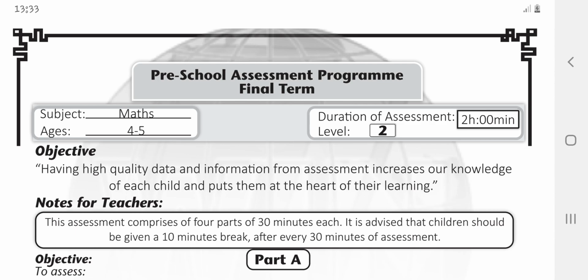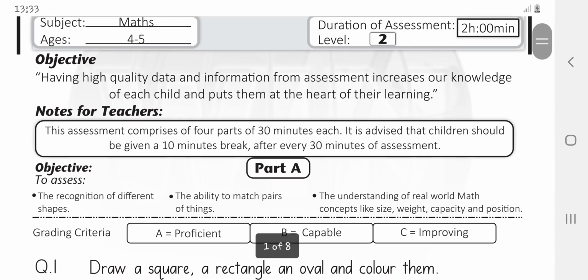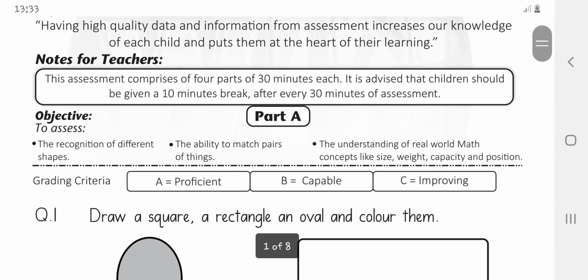These are the final assessments, like the end of year assessments, and the total duration of the assessment is 2 hours. We highly recommend that, since this assessment comprises 4 parts, please present one part at a time to the students. Let them do one part and then give them a 10 minutes break and then present them with the next part. So part A, B, C and D, there are 4 parts.